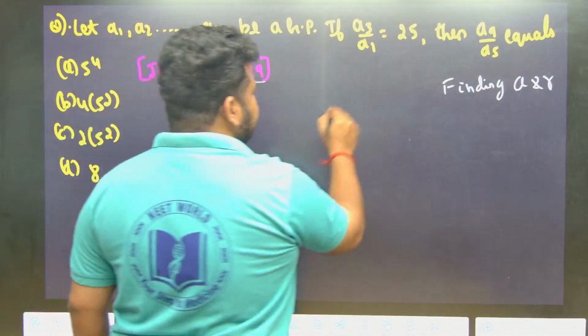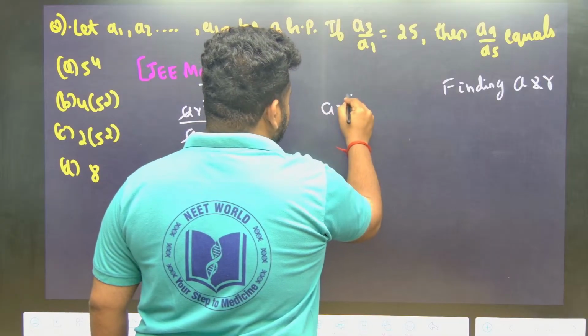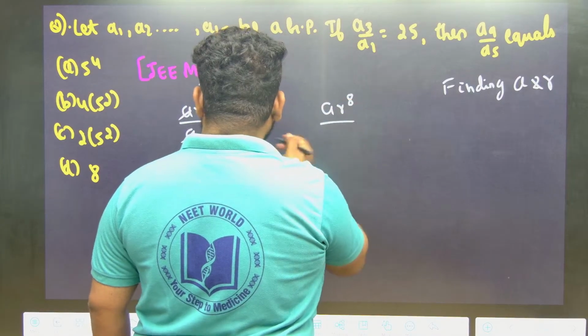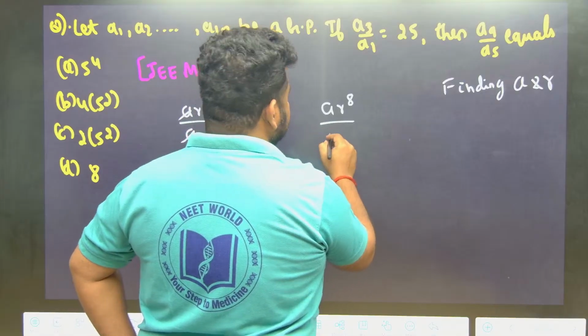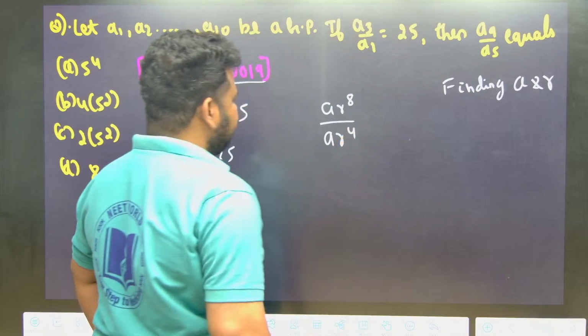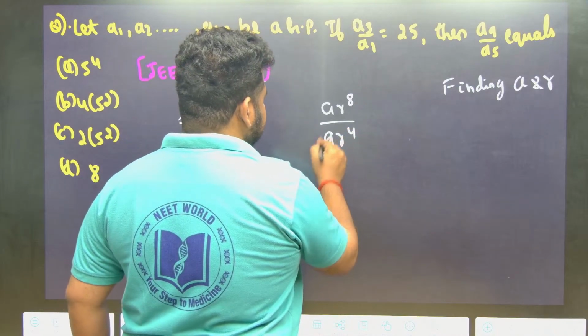Okay, then what will be a9 by a5? a9 is ar to the power of 8, divided by ar to the power of 4. So what will happen here is, a cancels.